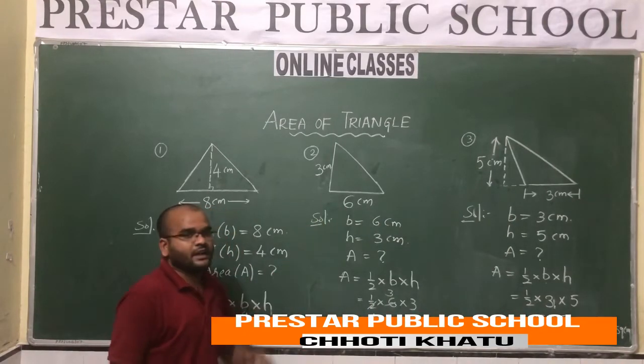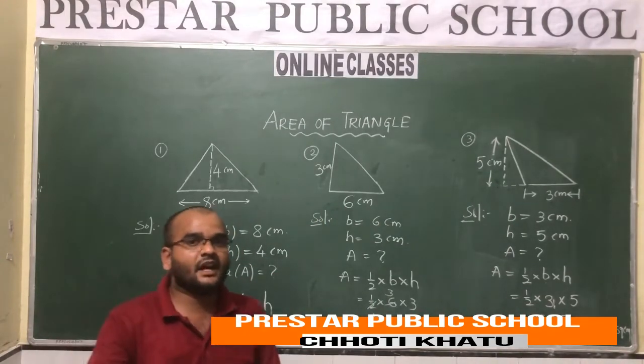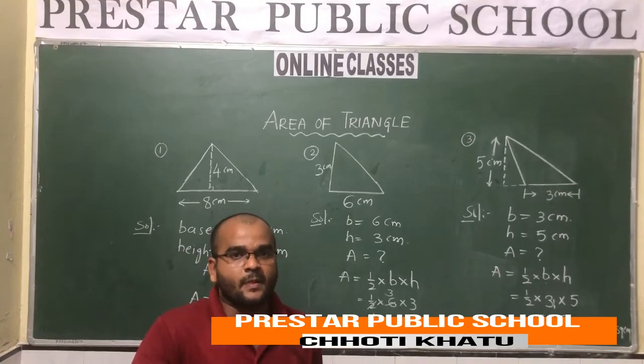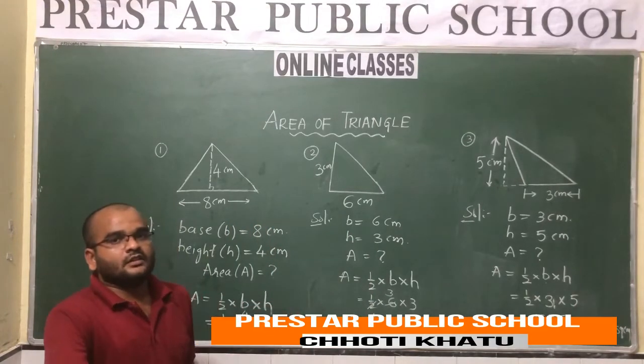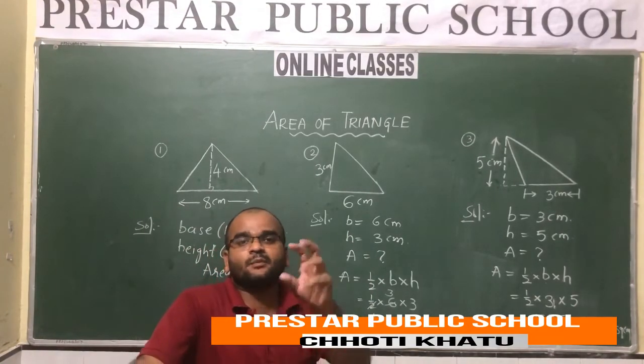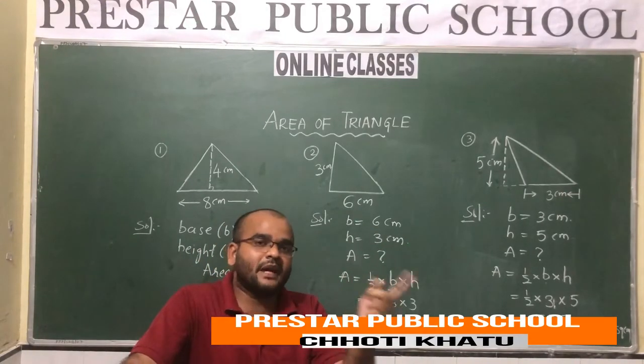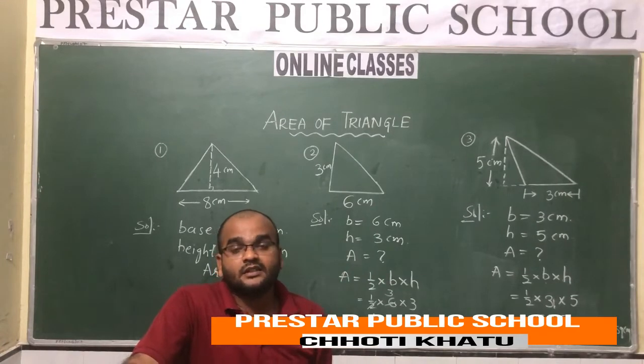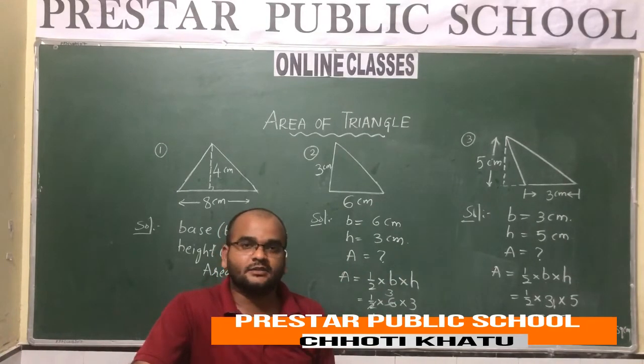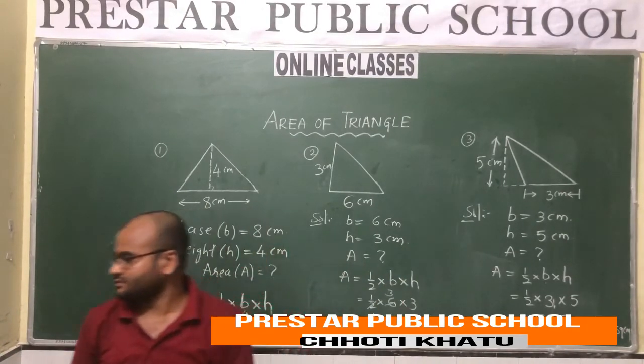Okay? In this way, we can find the area of the given triangle. Now, let us solve some problems. If area is given and either base or height is given, then how do we find the remaining term? Let us do it now.